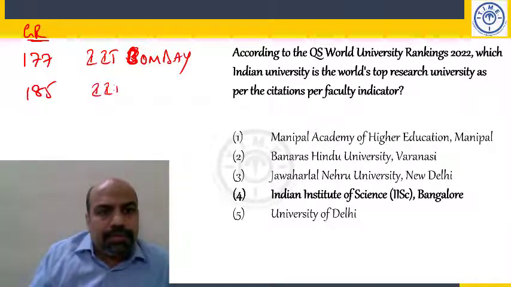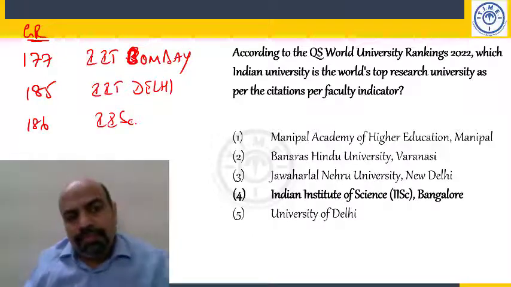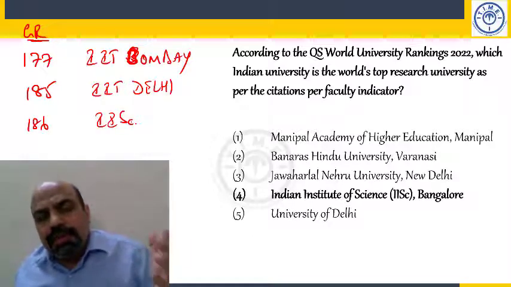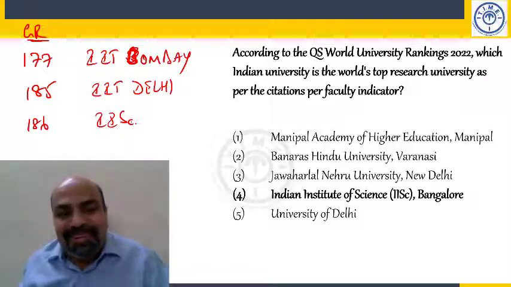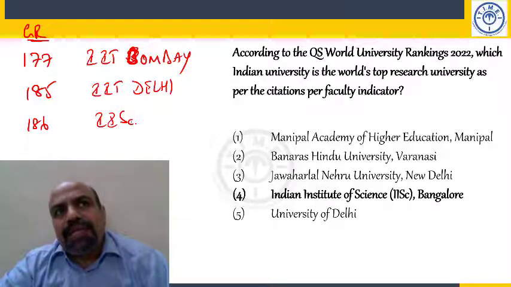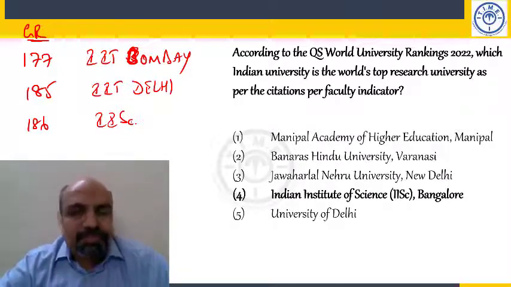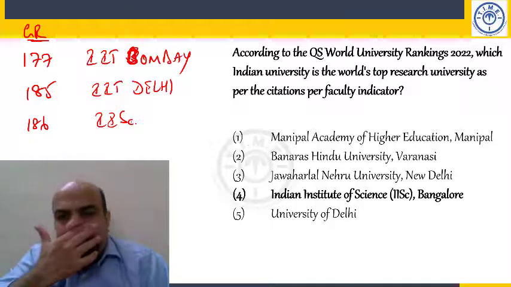IIT Delhi. And one place below this is IISC. What is that? Indian Institute of Science, Bengaluru. There are two more in the top 300. One is IIT Madras and then IIT Kanpur. They are between 250 and 300.